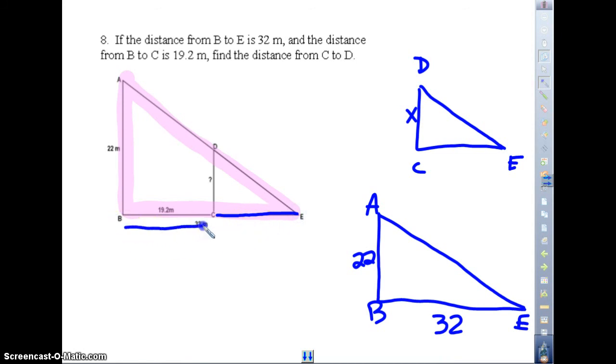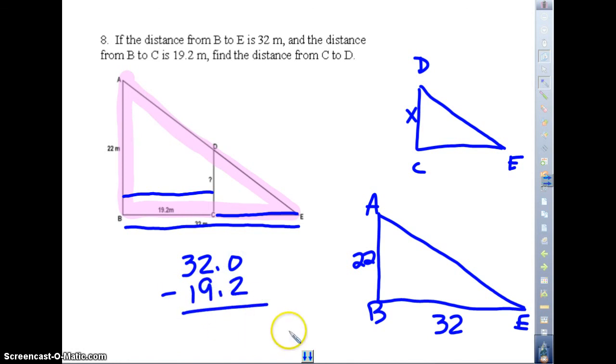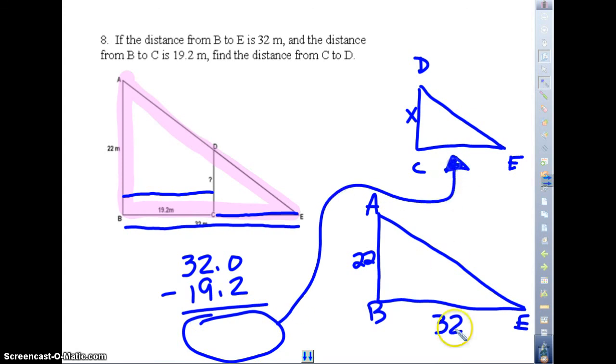The entire distance from here to here is 32, and I know the piece from here to here is 19.2. Can you calculate the distance from C to E? It's going to be 32.0, subtract the 19.2, and this is the piece that you guys got wrong on the last retest. Subtract that out. Whatever distance you get right here is the distance that goes right here, and that's what you use to set up your proportion, not the 19.2.